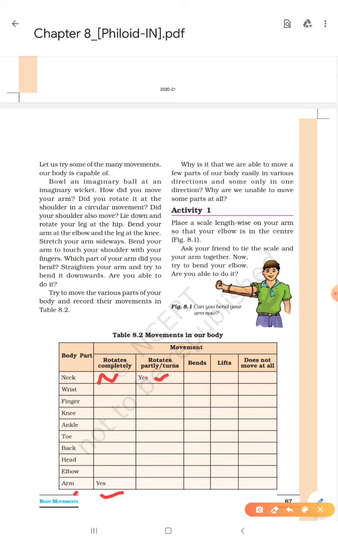Okay, we rotate it completely, that's why it has written here yes. Like that you can do this with yourself. In case of fingers, can you rotate your fingers in every case partially, or can you bend or lift? In case of head, can you rotate your head completely? I don't think so. We can rotate the head partially. So you can fill this table by observing yourself, whether you can rotate it or you cannot rotate it.